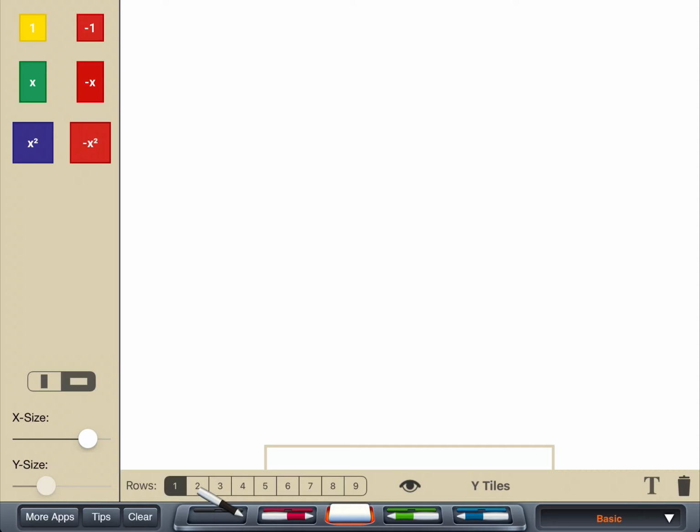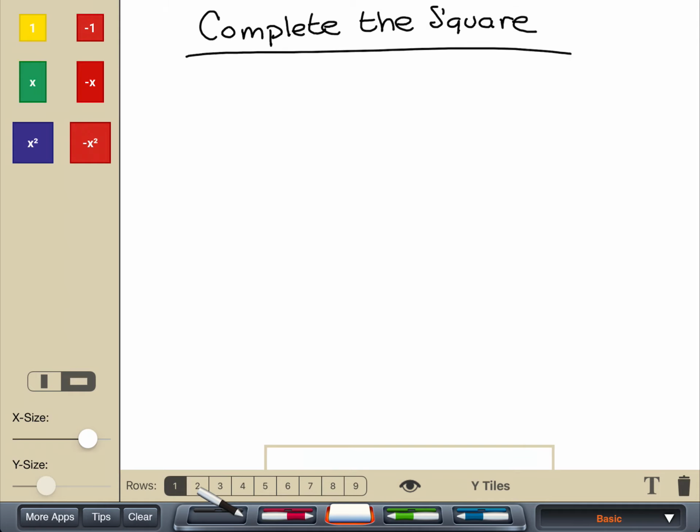All right, I want to show you a few more, just a few more that we can practice with completing the square. Okay, remember that we're using this when we want to find the equation of a circle.